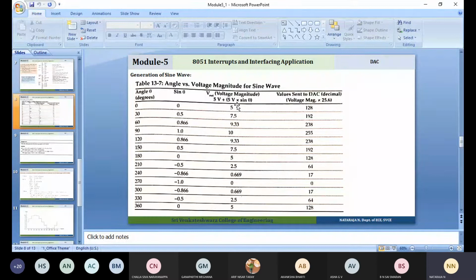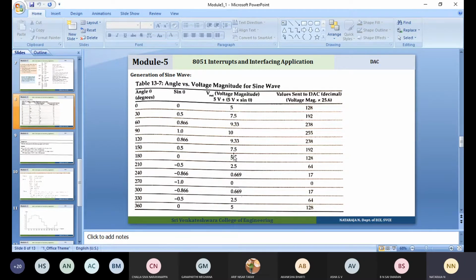V naught is equal to the magnitude of a voltage, meaning we need to find the positive peak as well as the negative peak. Based on that we substitute 5 volts plus 5 into sine theta. If I take sine 0, which is 0, then 0 into 5 is 0, and 5 plus 0 you will get 5. Again 5 volts into 0.5 you will get 2.5, and 2.5 plus 5 you will get 7.5. Like that we are going to get the values. This is your output voltage.